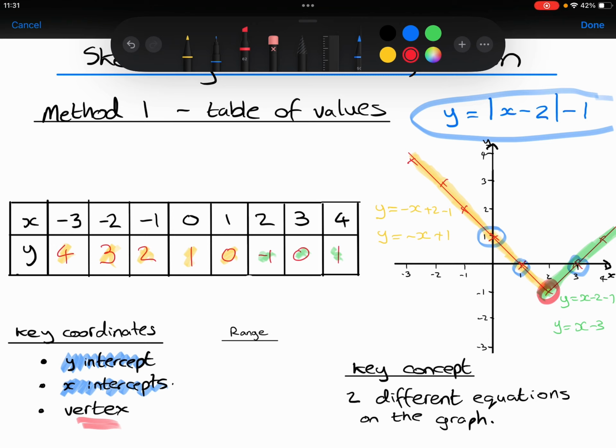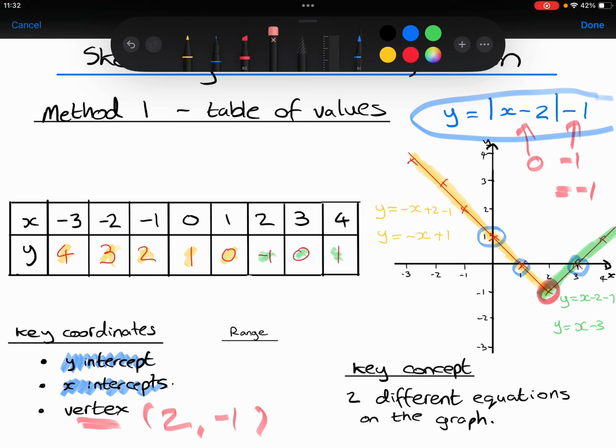We can read off the coordinate of the vertex from the equation. The x-coordinate of the vertex is going to be when this part of the equation equals 0. So when x minus 2 equals 0, which is when x is 2. The y-coordinate of the vertex then will be when this is 0, minus the 1 is minus 1.